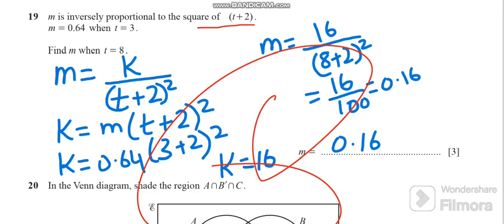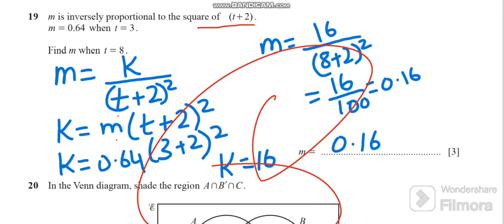And then we have moved the bottom part to the left side, and it will be m multiplied by t plus 2 to the power of 2. We will use 0.64 as m and 3 as t. So 3 plus 2 is 5. 5 squared multiplied by 0.64 is 16. So the value of k is 16.